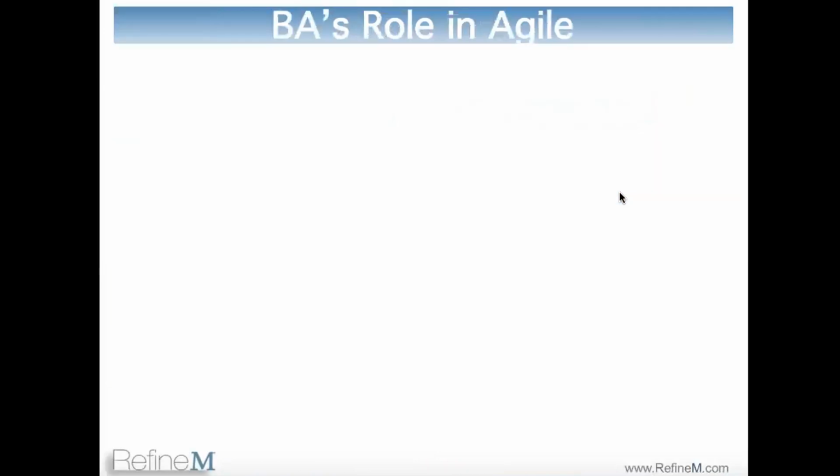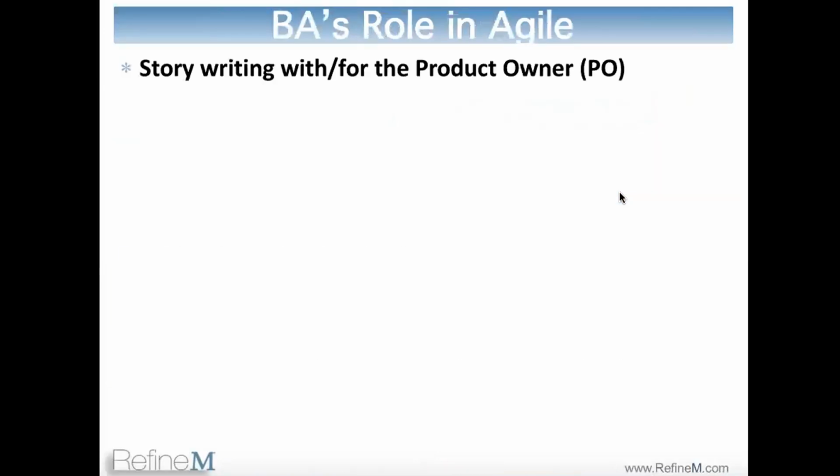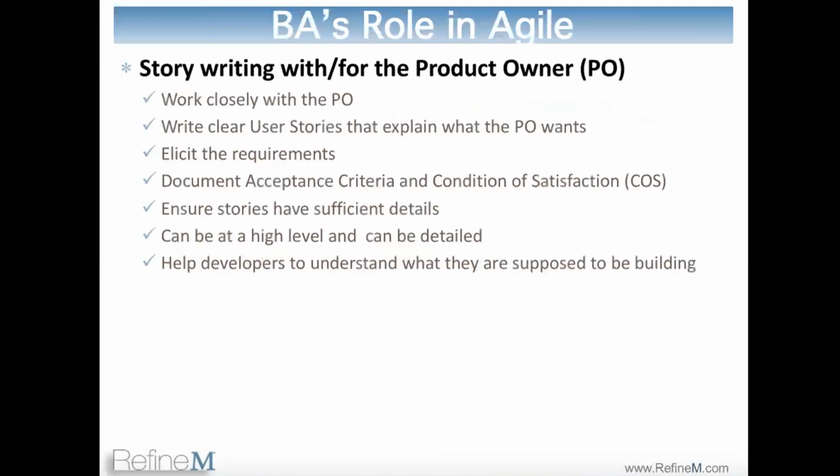So what is a BA's role in an agile project? Story writing. That's what BAs do in an agile project. They write stories with the product owner or for the product owner. If the product owner is a very senior person, they may not have time, so the BA may write user stories. The product owner may also write them, but sometimes the business analyst will write user stories for the product owner, and the product owner will prioritize, talk to the stakeholders and customers, and prioritize the user stories. So that's one thing a business analyst will do: write user stories.